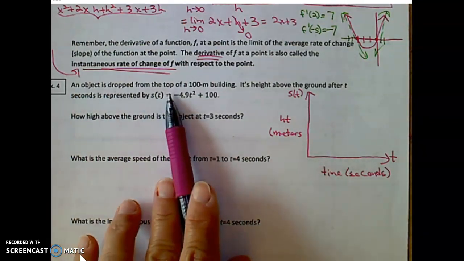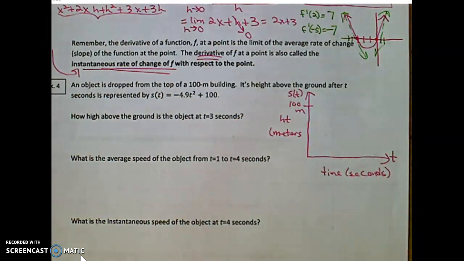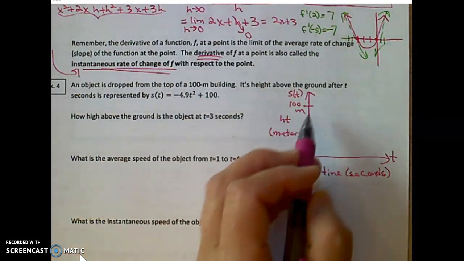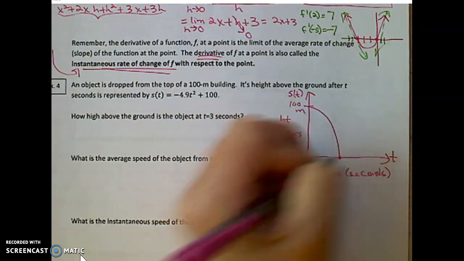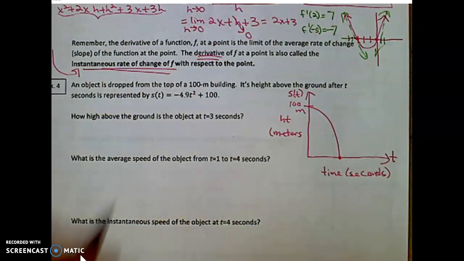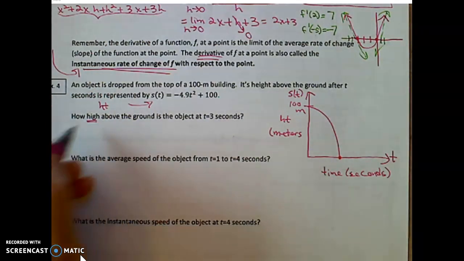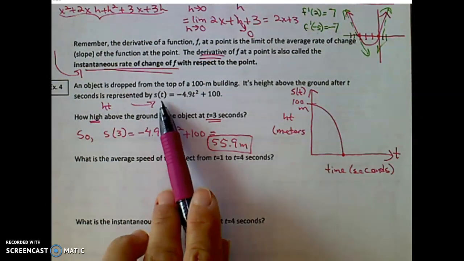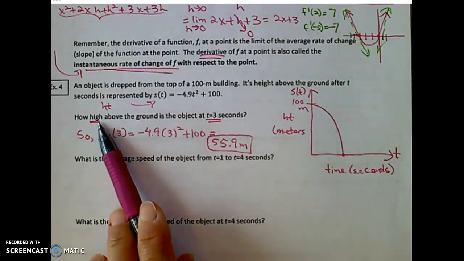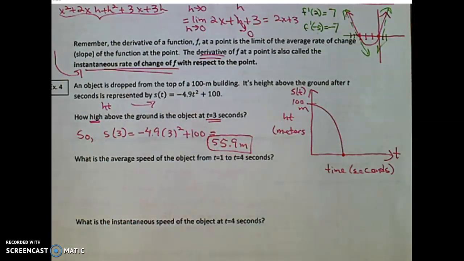An object is dropped from the top of a 100-meter building. Its height above the ground after t seconds is represented by this function. So I drop something at 100 meters, and over time, the height becomes 0. It eventually hits the ground. So this is a function for height. How high above the ground is that object after 3 seconds? Please find that. This is a function for height. So how high is it? I can just plug in t equals 3, and I get 55.9 meters.